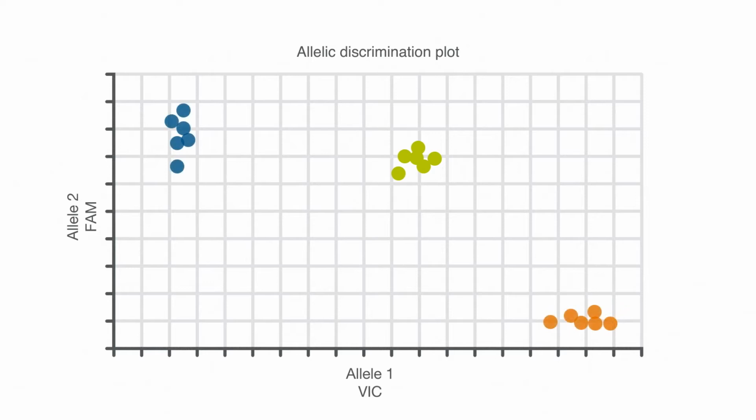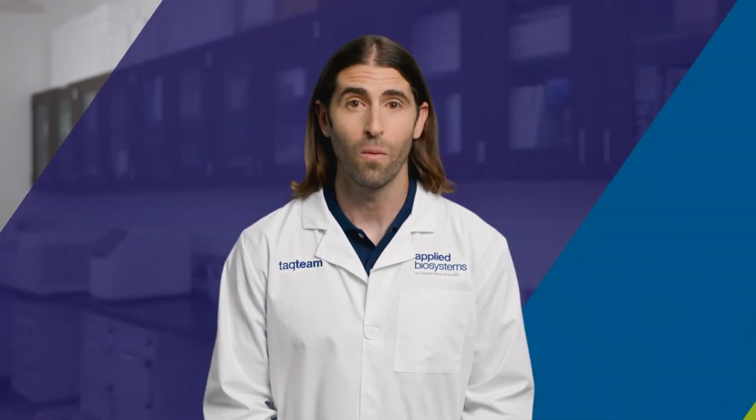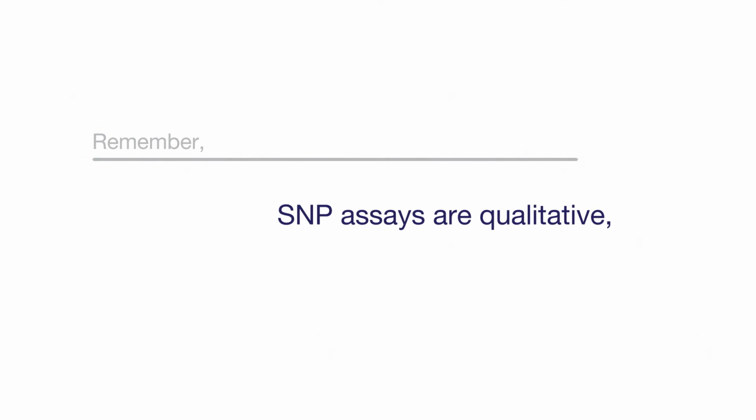When viewed across an entire plate of samples, the data will typically resolve into 3 discrete clusters, assuming enough samples were used to display a normal distribution, given the minor allele frequency of your SNP. Note that there are times when you would not expect to see 3 clusters, such as when the gene is on the X chromosome, when a copy number variation is involved, or when the minor allele frequency is extremely low. When reviewing SNP genotyping data, it's critical that you remember that SNP assays are qualitative, not quantitative.